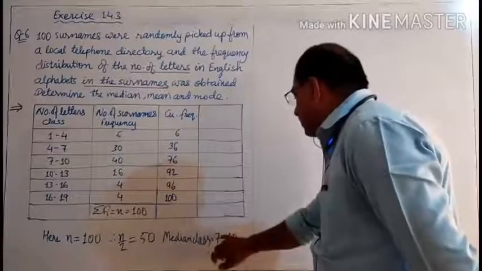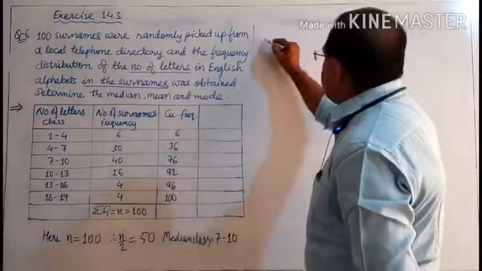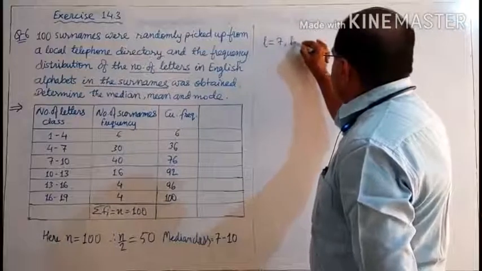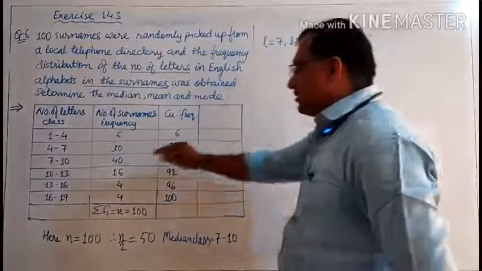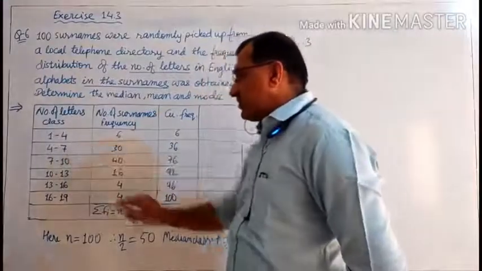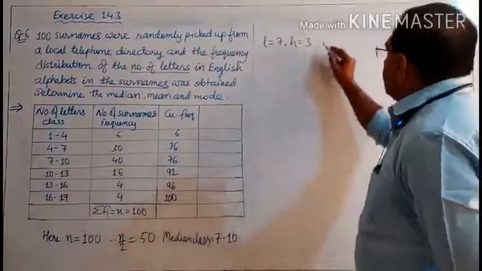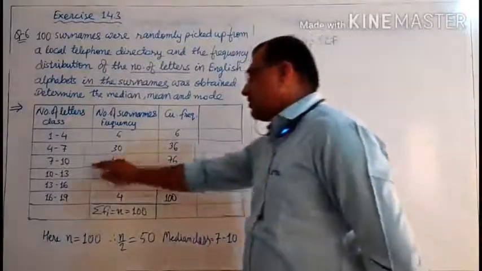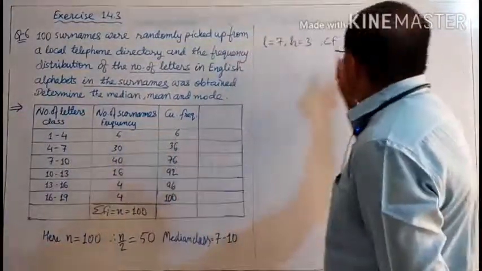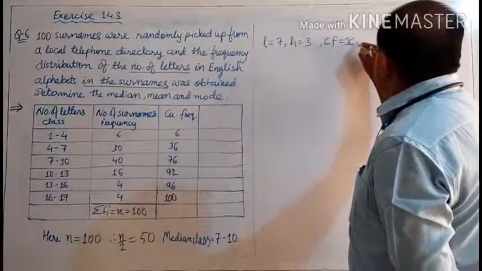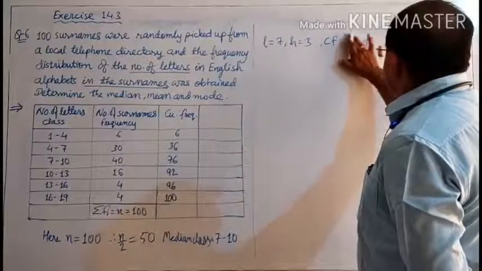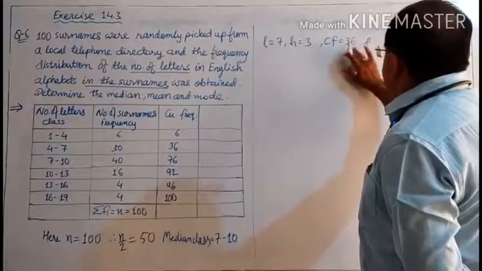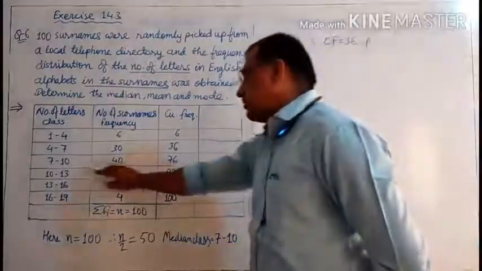Let us go first of all for the lower limit. Here the lower limit is equal to 7, class width, that is 3. You can see the difference between 7 and 4 is 3. So class width 3. Then the cumulative frequency, that is the cumulative frequency of the class previous to this, that is 36. And the frequency of the median class, that is 40.